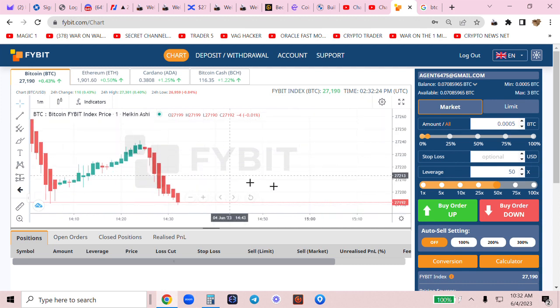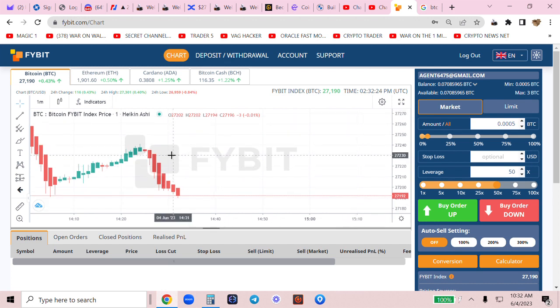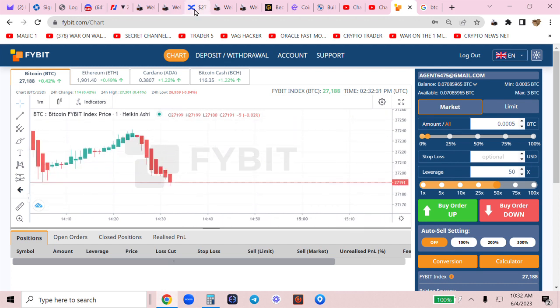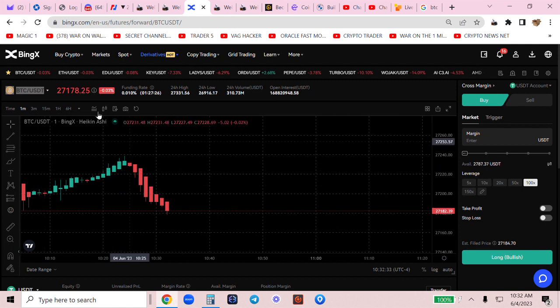But there's really no drill down to do here. This is as basic as it gets. If you want to do a drill down, you'll need to use one of the other exchanges like this here.